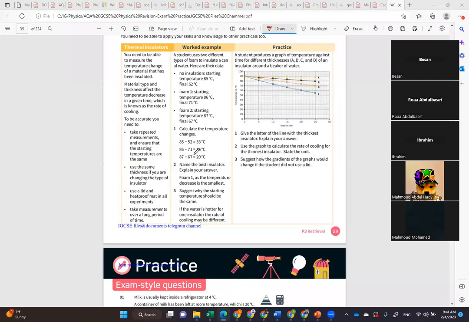Bisan: It's foam 2. Foam 2, you have 87 minus 67 is 20 Celsius, right? Yeah. Okay. Ro'a? Maybe it's foam 1. Why foam 1? It's less than 20. Yeah. Best insulator, Bisan, is the one where the temperature decreases by the smallest amount. So the smallest amount is 15. So foam 1 is the best insulator.